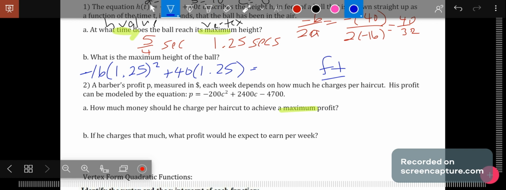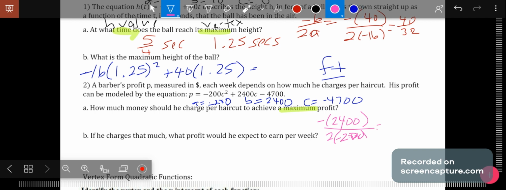So yet again, we're going to use negative b over 2a. Our a value here is negative 200. My b value is 2400. And my c is negative 4700. So we'll type in negative 2400 divided by 2 times negative 200, making sure that I can read my own handwriting here. So when you do this, you will get that he should charge $6 per haircut.